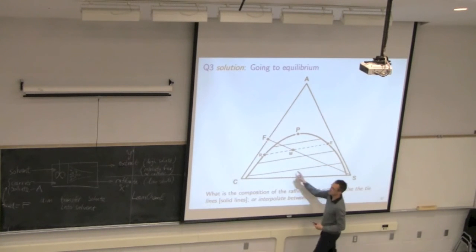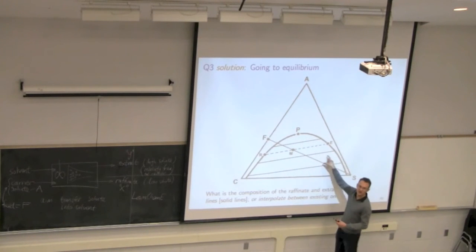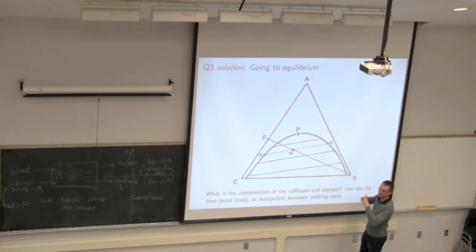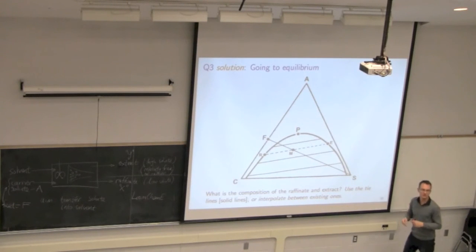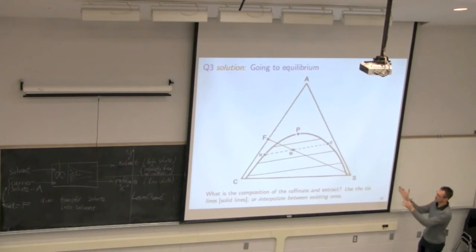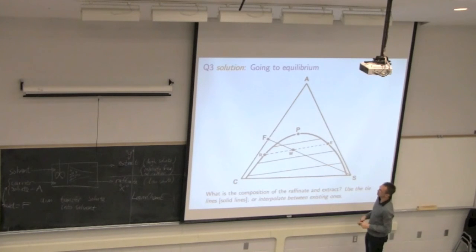Now these tie lines are almost certainly never parallel. So when you do your interpolation, you have to account for that as well. So if the tie lines kind of angle out, your interpolation needs to accommodate for that. You'll see some of that coming up next.